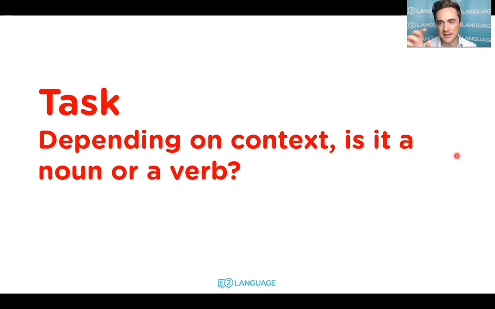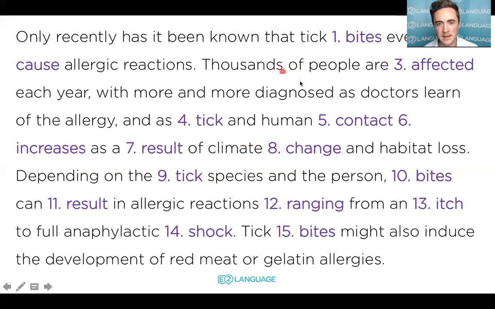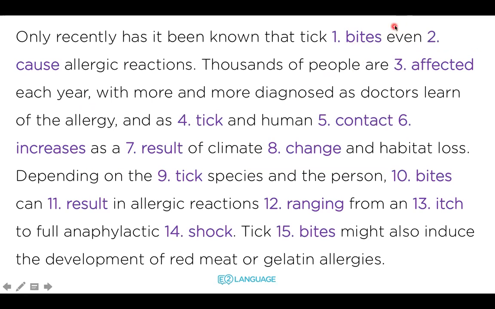Now that we've identified these tricky words that could be nouns or could be verbs, I want you to identify, in the context of the sentence, is it functioning as a noun or is it functioning as a verb? So look at these ones, they're numbered. Just write number 1, noun, or number 1, verb. Is it a noun or a verb depending on the sentence here? I'll give you a hand for the first one. So the first one is, only recently has it been known that tick bites? Noun. Please do the rest.